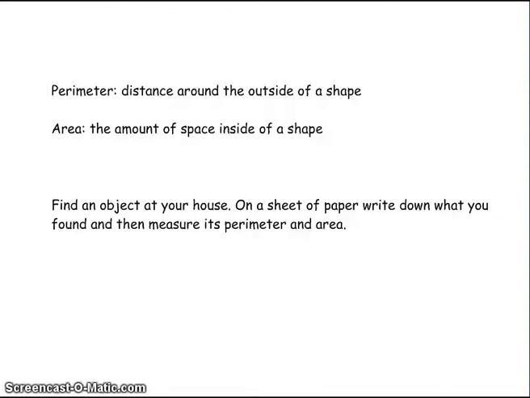Here's what I want you to bring to school with you. I want you to find an object at your house. It can be any object, a poster in your room, a book that you have on one of the shelves. It could be your TV, whatever it is you find. Grab a sheet of paper, write down what you found, and I want you to measure the perimeter and the area of that shape and then bring that into class with you.